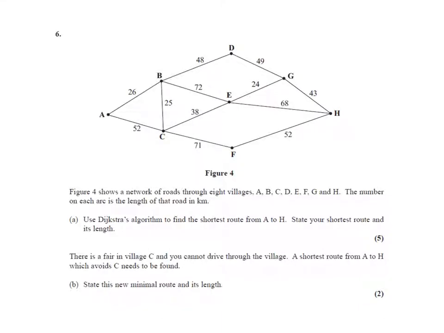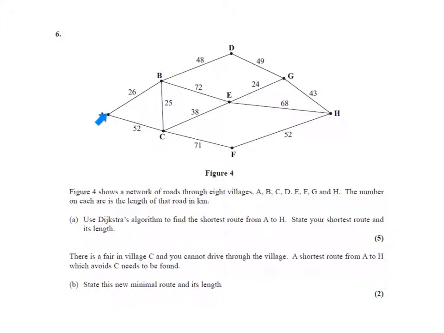This video is about Dijkstra's algorithm, and Dijkstra's algorithm is used to find the shortest route between one point and another. So in this example, we've got roads through 8 villages, which are excitingly named A, B, C, D, E, F, G and H, and this is the length, 26, 48, 72, is the length in kilometres between these villages.